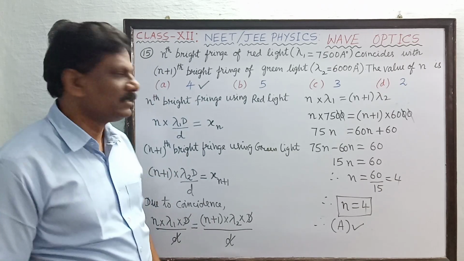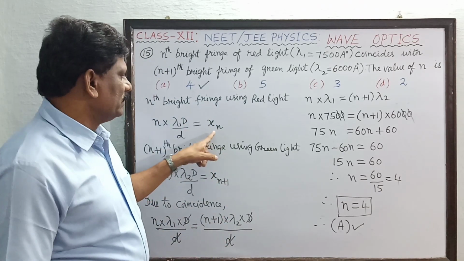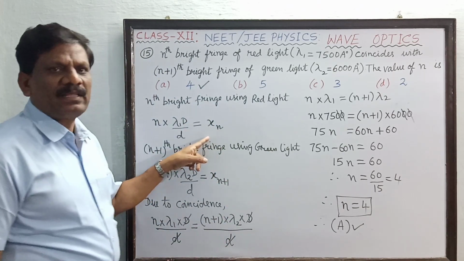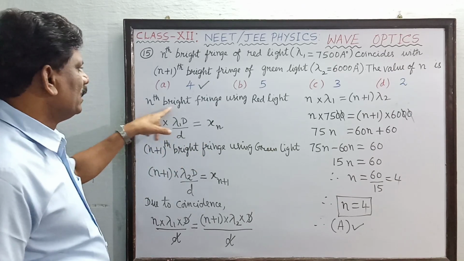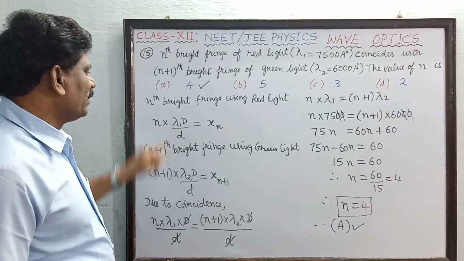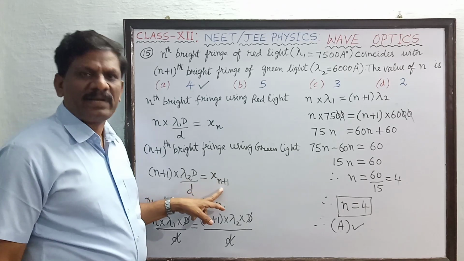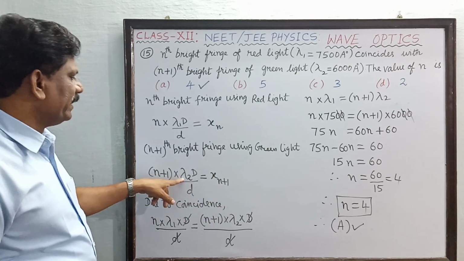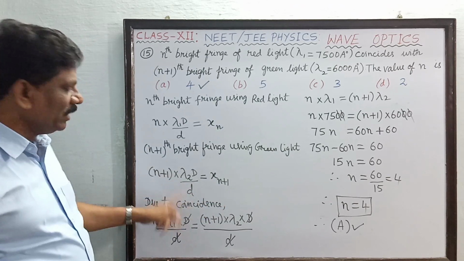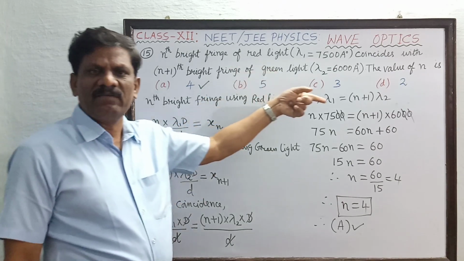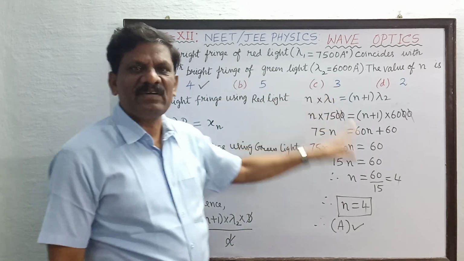Okay students, have you all understood? So here first we are writing the condition for the nth bright fringe using red light having lambda 1. Second one is the n plus 1th bright fringe using green light having wavelength lambda 2. Then, equating on both sides, we are solving for the value of n. I hope you must have understood well. Fine.